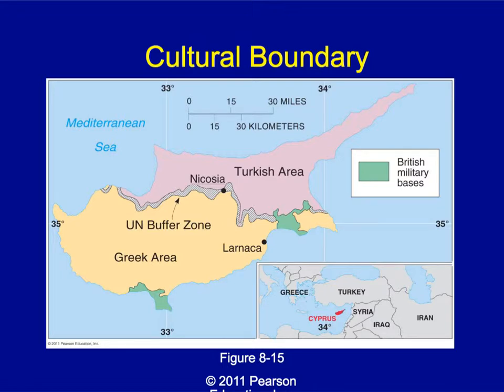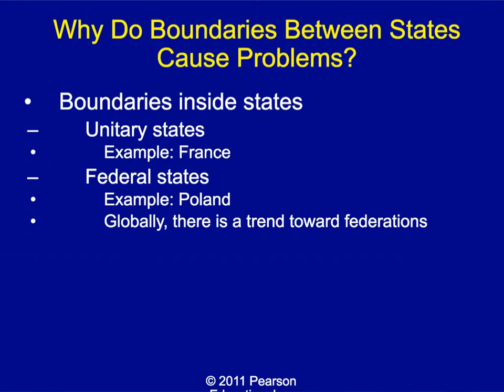Now, we're going to go a bit further, and we're going to talk about unitary states and federal states. But before we get to that, you do need to note on the bottom of 253, there is something called a frontier, and you need to know the definition, that it is a zone where no state exercises complete political control. It is a tangible geographic area.